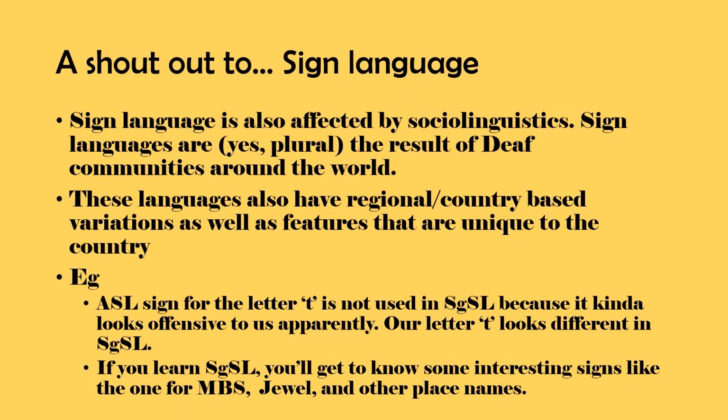For example, the alphabet. They usually use an English kind of alphabet, and in ASL, the T has a different hand shape compared to SGSL's T. Sorry, I'm not sure if it's ASL, the American Sign Language. Their letter T is actually offensive to Asian people, so in other sign languages, usually the T is a bit different, or at least those who find the American one offensive just change the T, and you get the idea. Another thing I can point out is that in Singapore we have special signs for Marina Bay Sands and the different parts of Singapore like Jurong, Woodlands, and a bunch of other places. Different cultures influence the progression and the creation of the sign language as well.